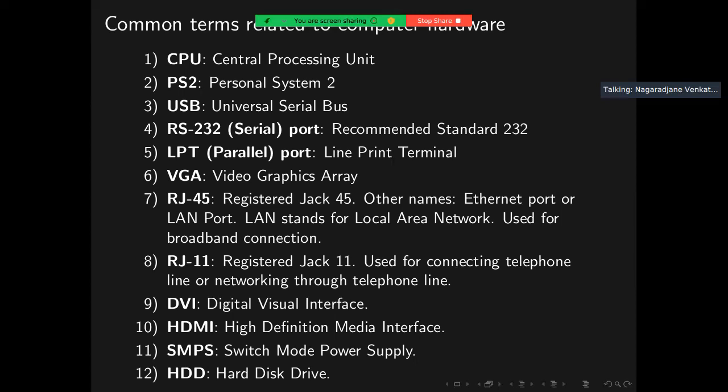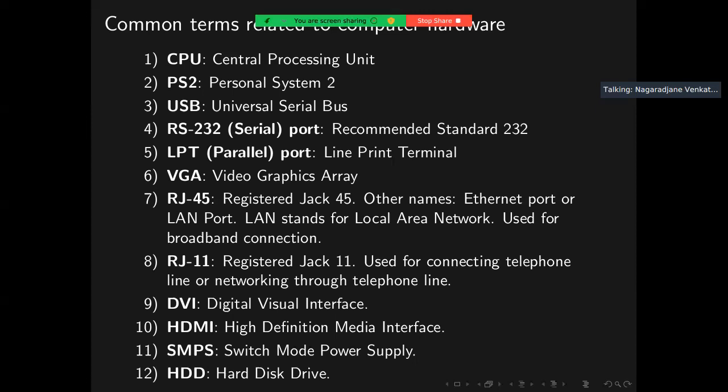Done. With this, VGA. VGA, Video Graphics Array. VGA stands for Video Graphics Array. Most of the monitors we have in our lab have a VGA port, which has a series of slots in the cable and a series of pins in the CPU and the monitor. We connect it through a VGA cable.